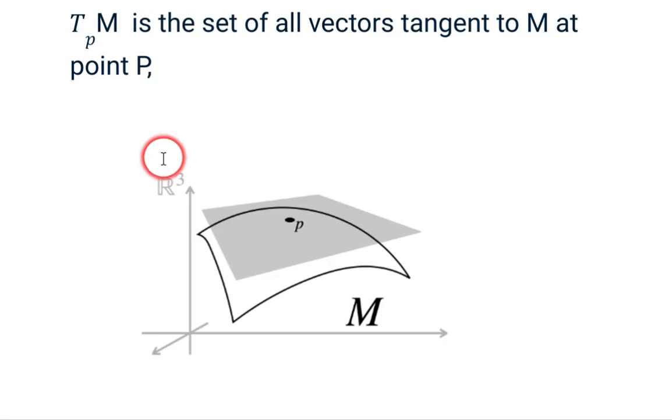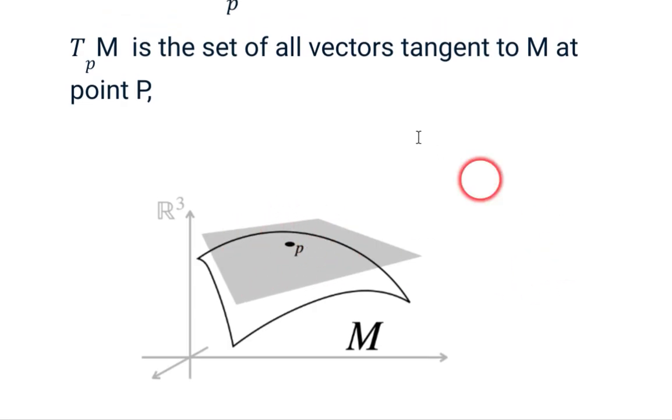All right, so we've got R3, Euclidean. We've got a manifold, right? At this point P, we have a plane that touches at that point. So this is a two-dimensional plane that touches at that point. This plane is a tangent space, and it's written like this.